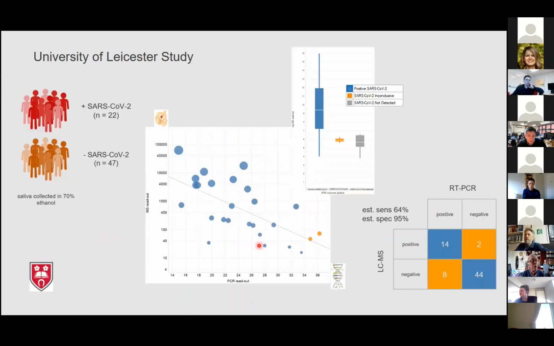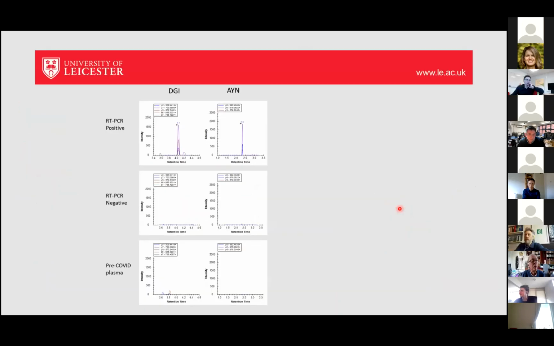So the study that we did, we were tasked with saliva, as was Manchester. And what we found is that we got a sensitivity, so the ability to pick up positives, of about 2/3. We picked up 2/3 of all positives, but we were very good at picking the negatives. And this was disappointing. We thought we'd get better than this for saliva, and we're still working to improve that.